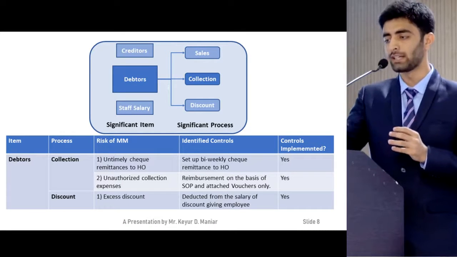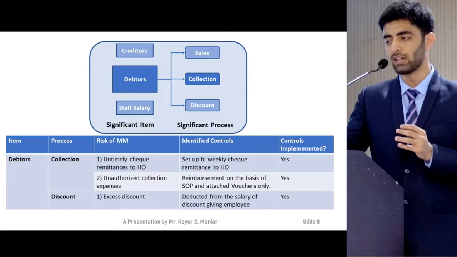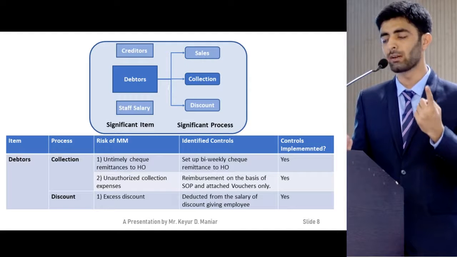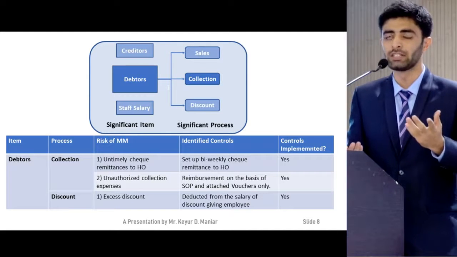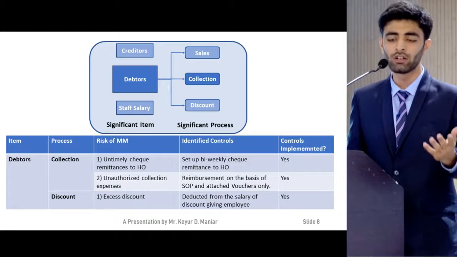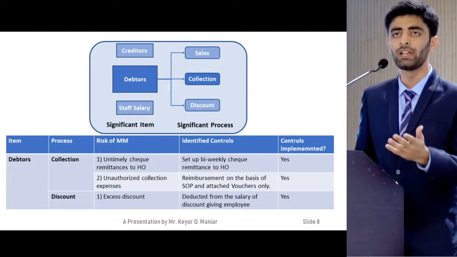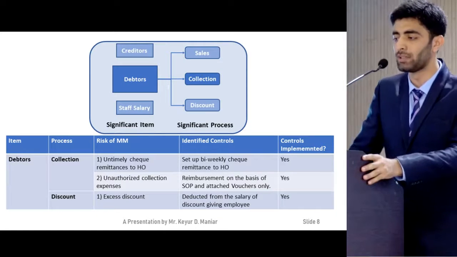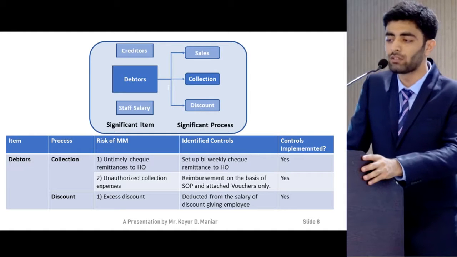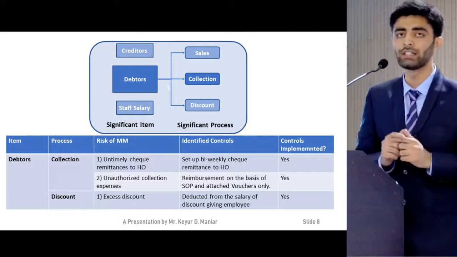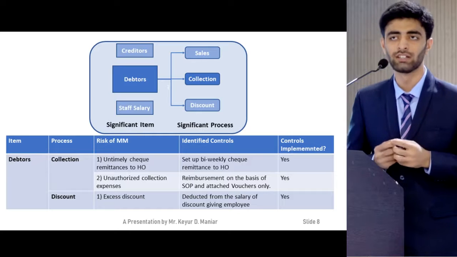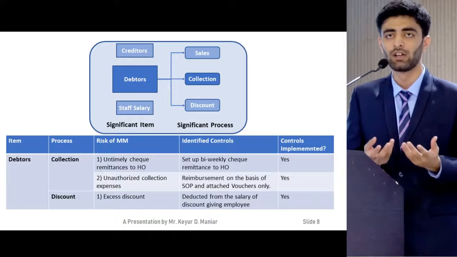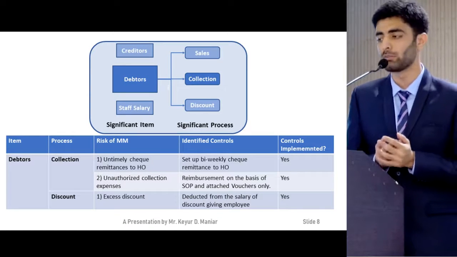As you can see, the item is debtors, the process is collection, and there are two major risks of material misstatement in that. One is the untimely cheque remittances to HO, which basically means that if I have a branch somewhere, they are not remitting the cheques properly on time. So that will affect my cash flows and other major processes of my business. Next risk that I have identified with the collection is the unauthorized collection expense. Vasuli ka kharcha. So only those expenses that I have authorized should be expensed and not others. So this is also a risk of material misstatement.